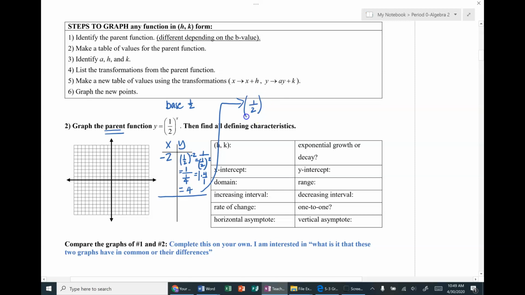If you have a fraction and it's being raised to a negative exponent, you can flip the inside first and change the negative exponent to the positive exponent.